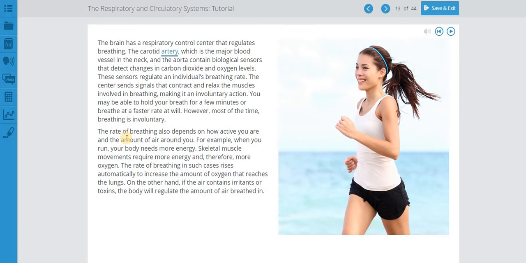It is controlled mostly by your activity. When you run, your body needs more energy. Skeletal muscle movements require more energy. That means more oxygen. So you breathe faster to get more oxygen because you're doing things, and it's a good thing. Exercise keeps you healthy.